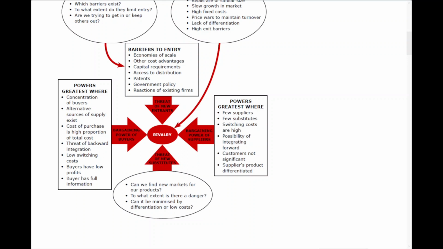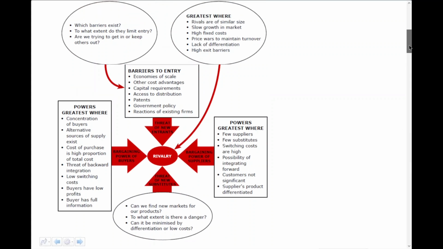So in essence, note that in relation to barriers to entry, really what we're talking about is things that make it difficult, things that make it tricky for entities to newly enter a market. Okay? Now, a couple of other points.